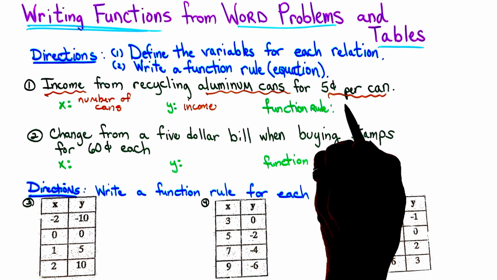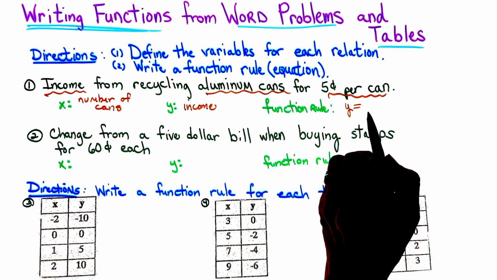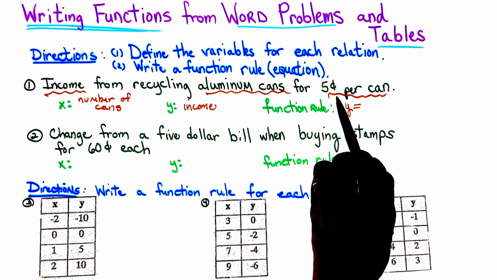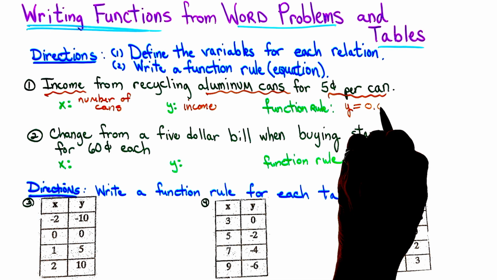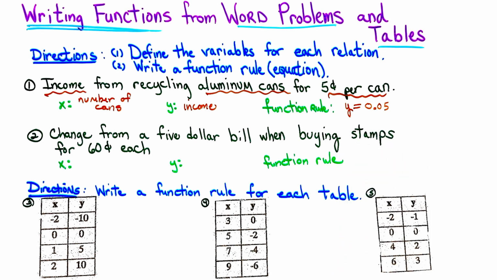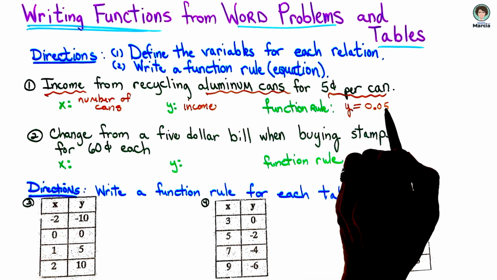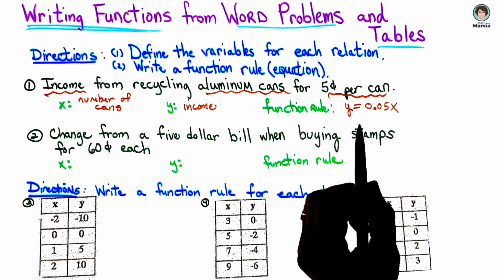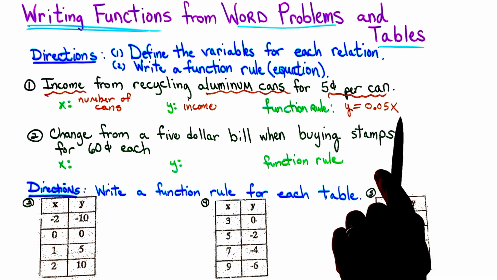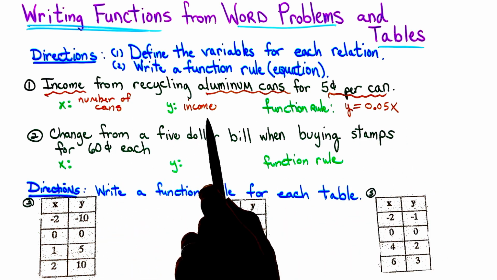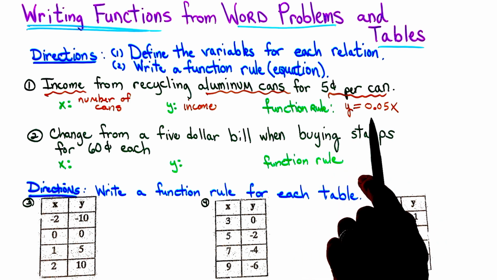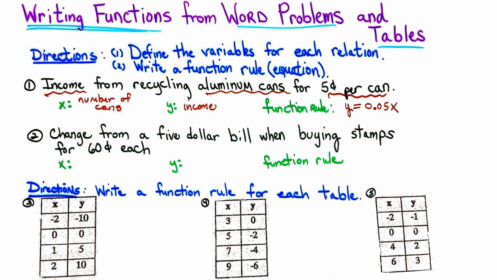So we're going to start off with Y is equal to, and remember, every can is 5 cents. So I'm going to write it as 0.05. That's what 5 cents would look like, kind of in talking about our dollars. And it's going to be X. So if I just recycle 1 can, I get a nickel. If I recycle 10 cans, I get 50 cents. So here's our defining our variable, and here is our function rule. All right, let's look at the next one.